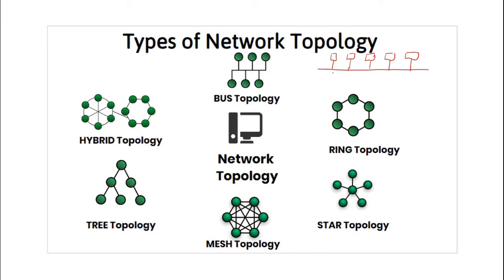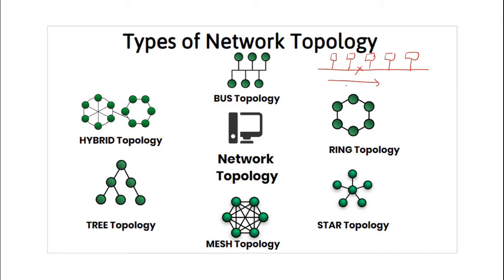But what is the problem in this topology? If the cable breaks anywhere, suppose the cable breaks over here, then these computers are not able to connect to this side. So this is the big problem in the bus topology.